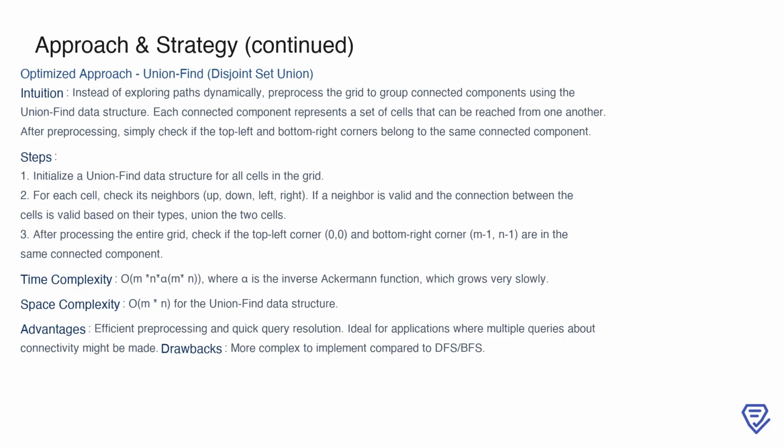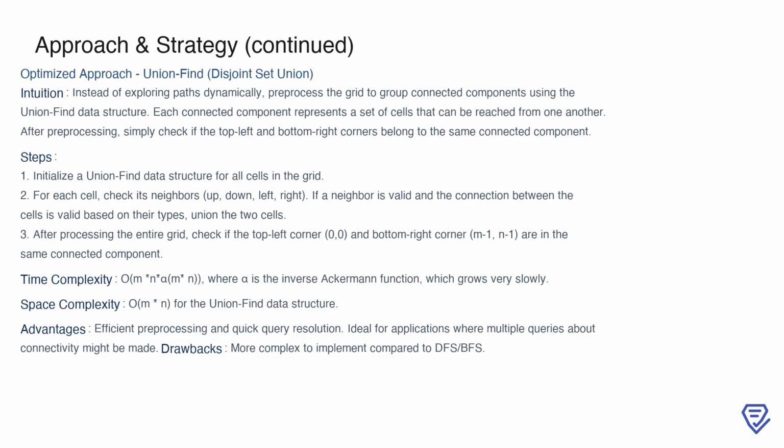An optimized approach we explored is based on the union-find data structure, also known as disjoint set union. This method pre-processes the grid to group connected components, where each component represents a set of cells that are reachable from one another. By doing this, we can quickly determine if the top left and bottom right corners belong to the same connected component. The process involves initializing a union-find structure for all cells and iterating through the grid to check valid connections between a cell and its neighbors. If two cells are connected based on their types, we merge them into the same component. This pre-processing step allows us to answer the connectivity query efficiently.